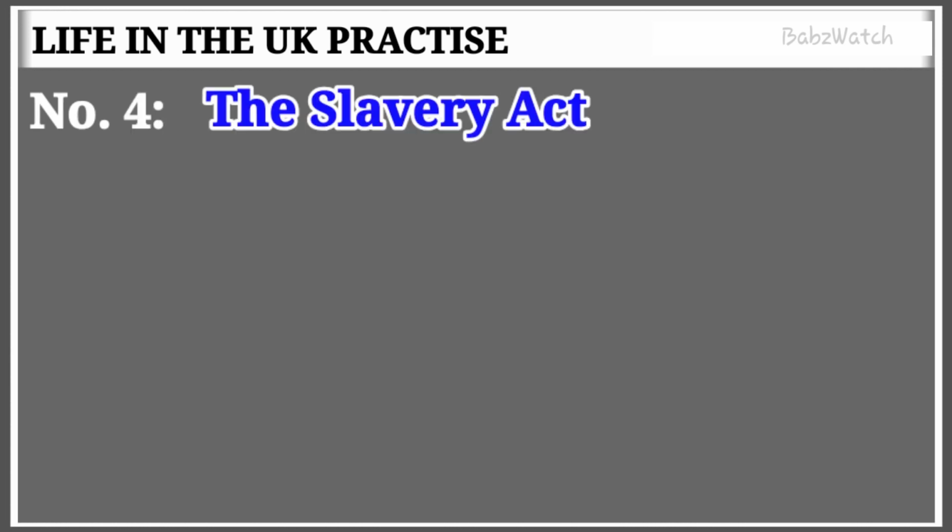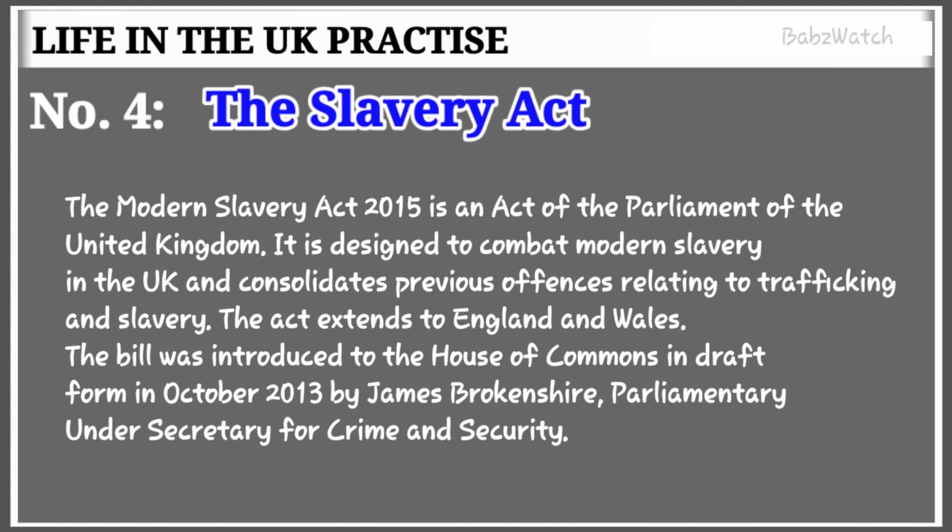4. The Slavery Act. The Modern Slavery Act 2015 is an act of the Parliament of the United Kingdom. It is designed to combat modern slavery in the UK and consolidates previous offences relating to trafficking and slavery. The Act extends to England and Wales.